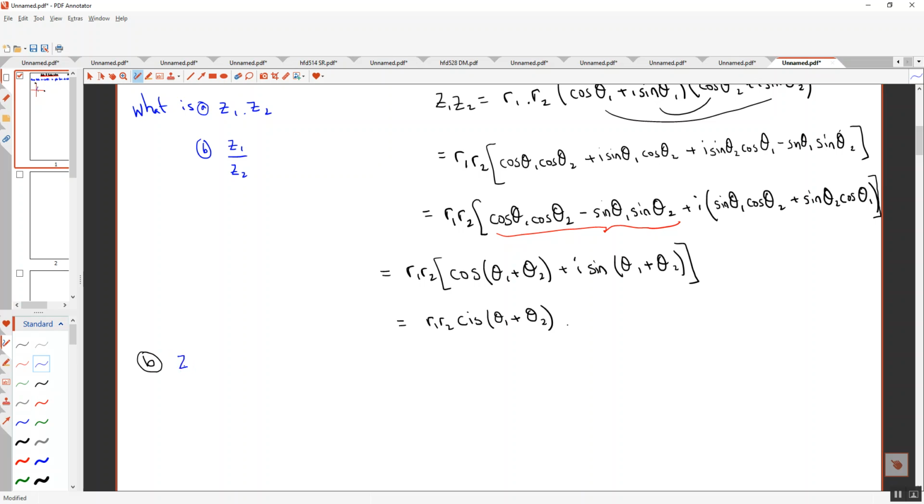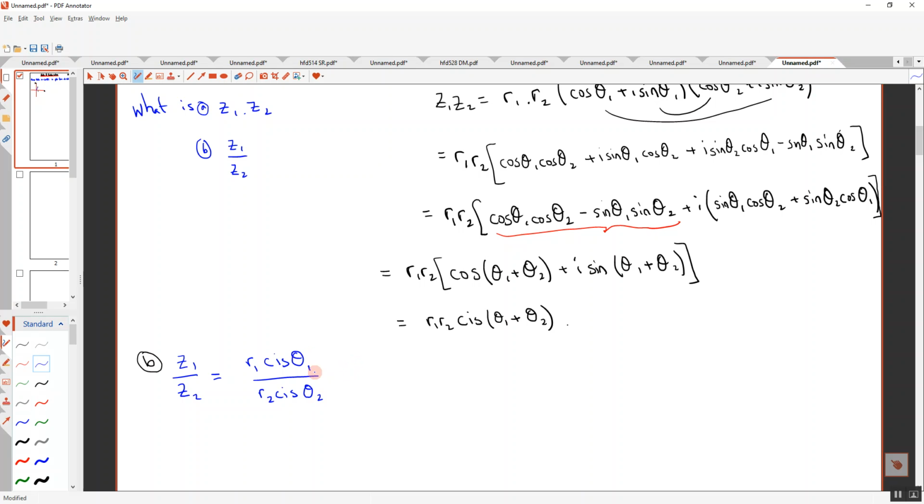Okay? Now for the second part, to do the division, what do you think the answer is going to be? Looking at the answer for the multiply part, you had to make a guess at what you think the answer for this one's going to be. I would say probably R1 over R2, cis theta 1 minus theta 2. Right, exactly. That's exactly what it's going to be.